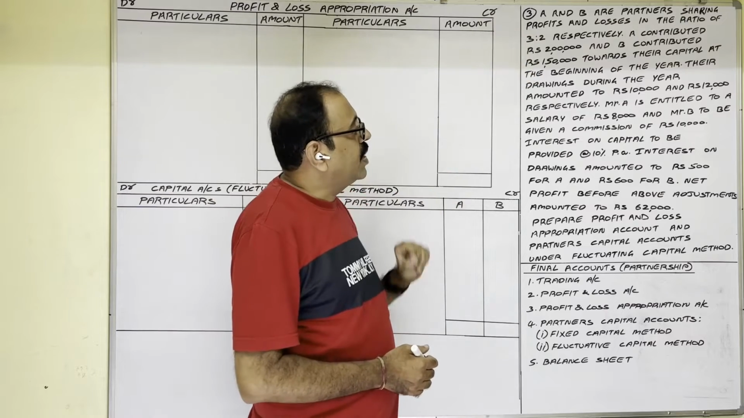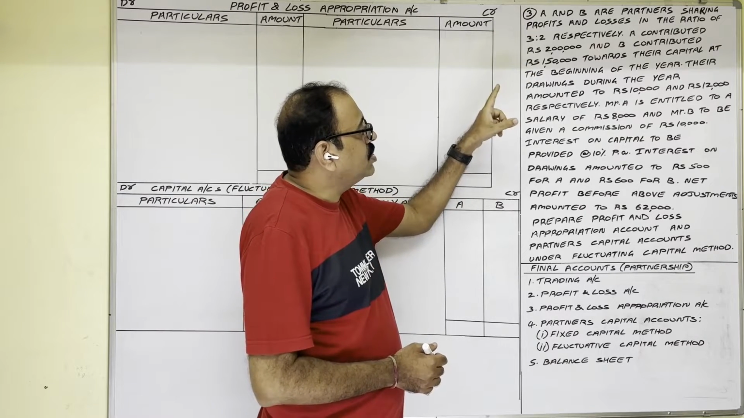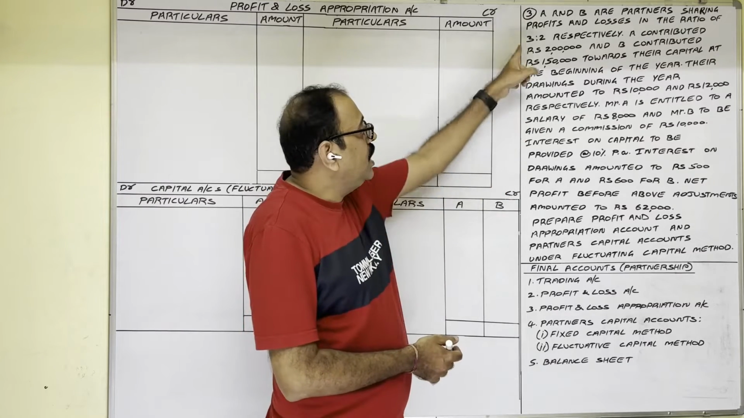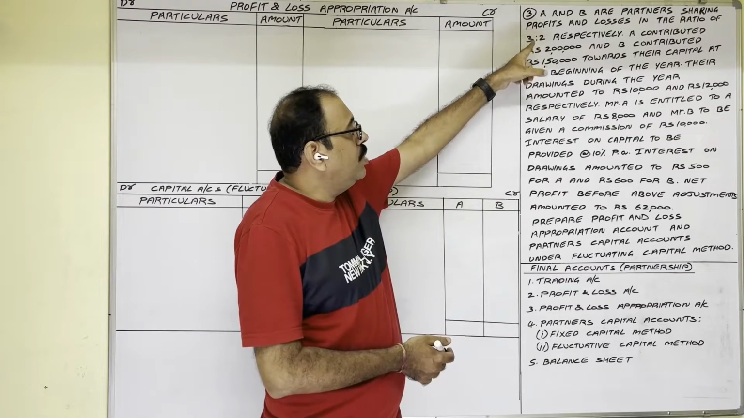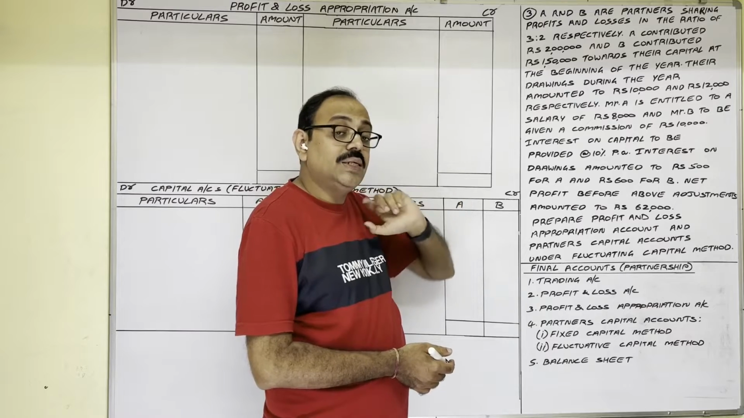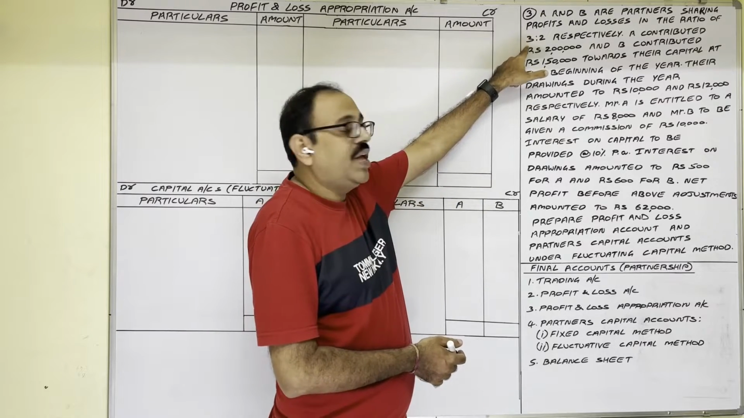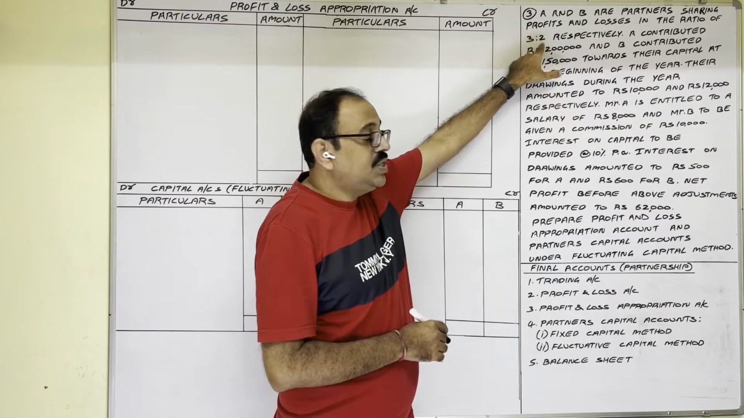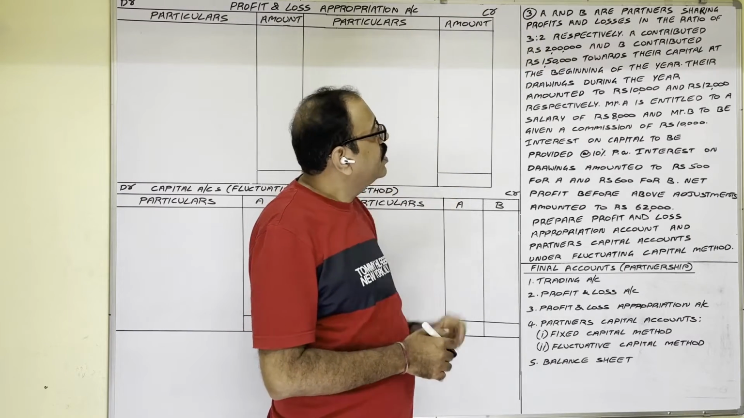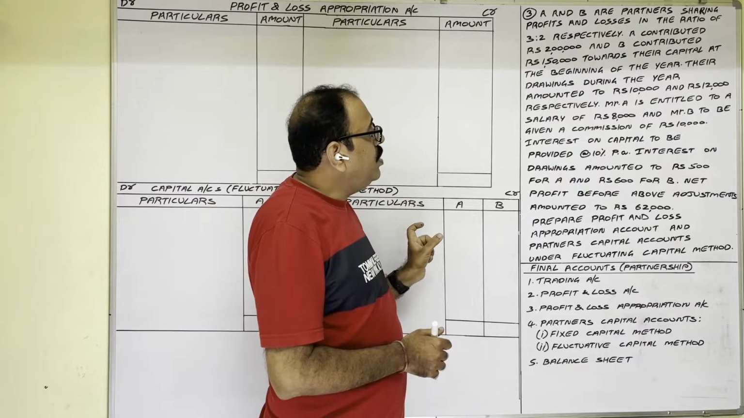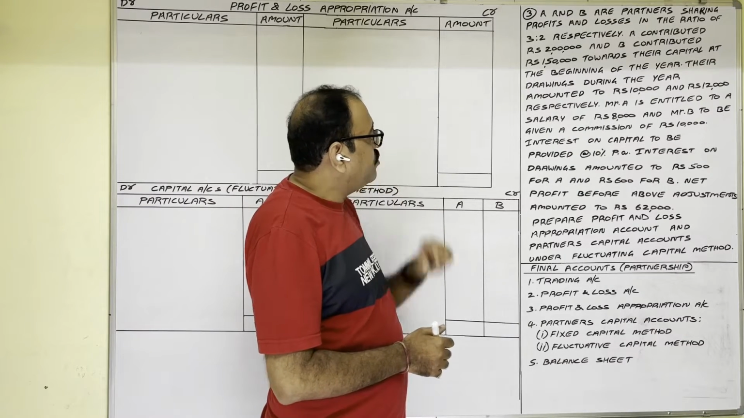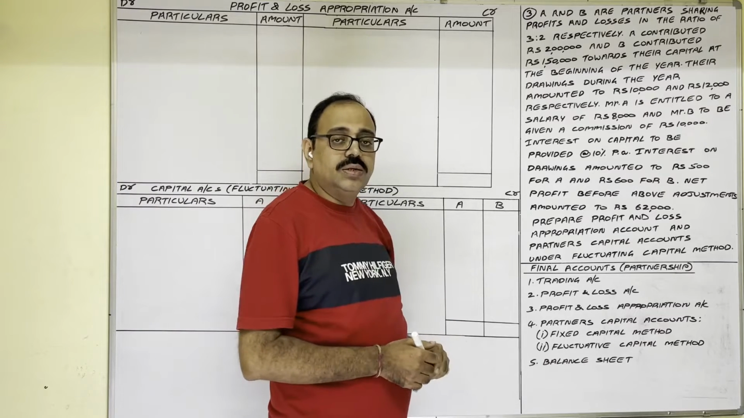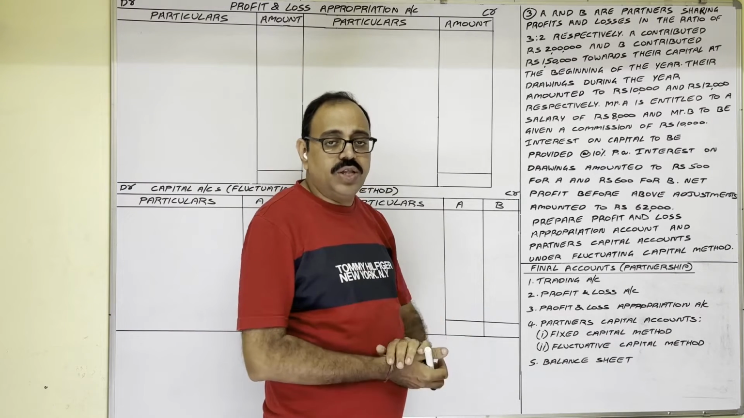A and B are partners sharing profits and losses in the ratio of 3:2 respectively. So 3 belongs to A, 2 belongs to B. So A's share is 3/5. How does 5 come? 3 plus 2. B's share is 2/5. A contributed 2 lakh rupees and B contributed 1,50,000 rupees towards their capital at the beginning of the year. So opening capitals are given in the question.